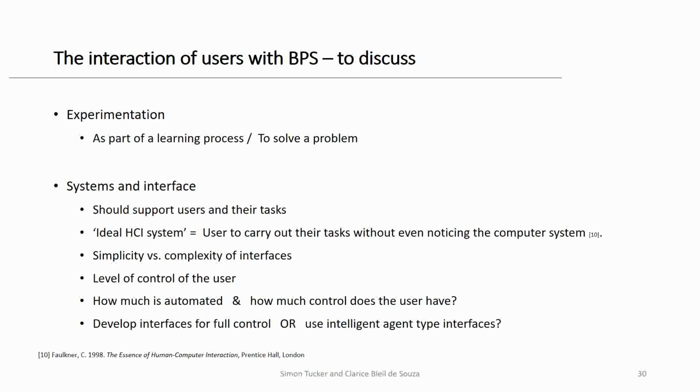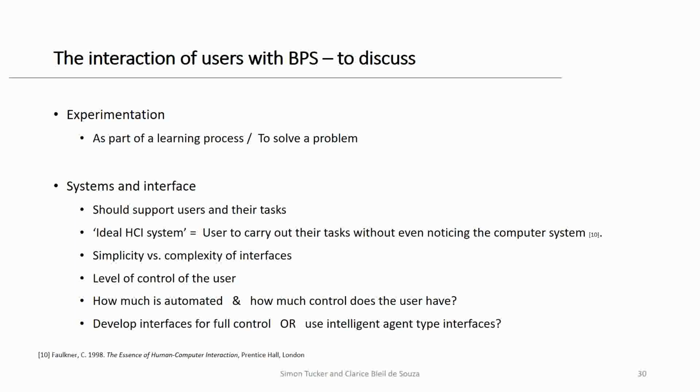Systems and interface is a key issue with interaction, and it goes without saying, hopefully, that the systems and interface should support the users in their tasks. Hence, one needs to know who the users are and what their tasks are. In fact, an ideal HCI system has been defined as one where users carry out their tasks without even noticing the computer system. So in the last paper we just looked at, that's a principle that's underlying that work.